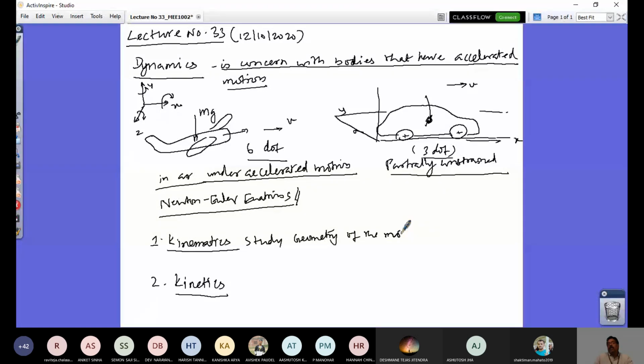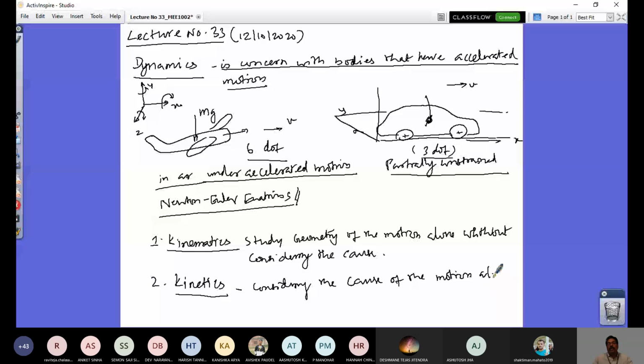without considering the cause of the motion. Whereas kinetics is the study of rigid body motion considering the cause of the motion. Correct? So the study of system of forces considering the cause of the motion along with the motion geometry.